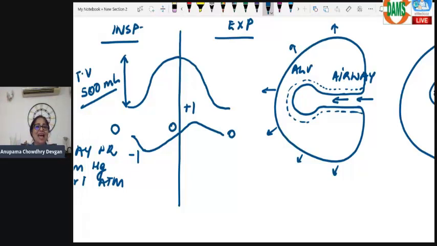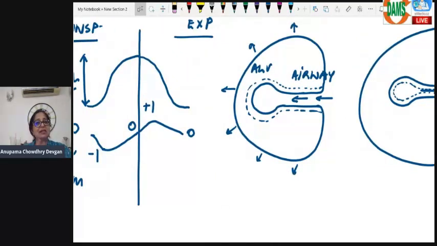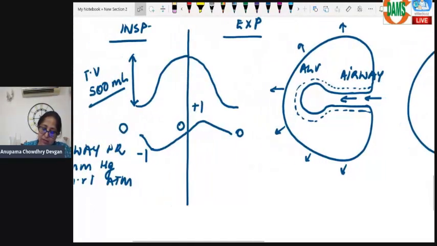Inspiration. Expiration: the diaphragm moves upwards, compresses the alveoli and the airways, reduces their volume, increases the pressure. Pressure becomes +1, so the pressure in the airway is 761, 1 millimeter higher than the atmospheric pressure, and air starts going out of the lungs. This air will go from inside to outside till the pressure touches zero. This is what is happening to the airway pressure or the alveolar pressure during inspiration and expiration.